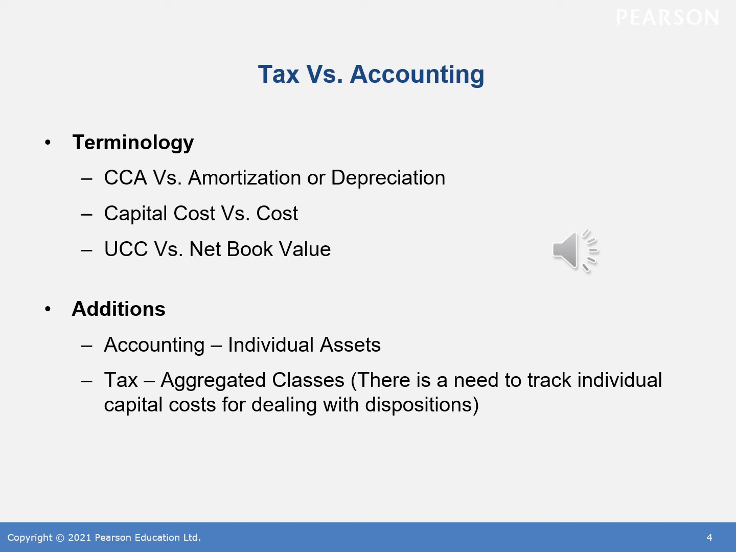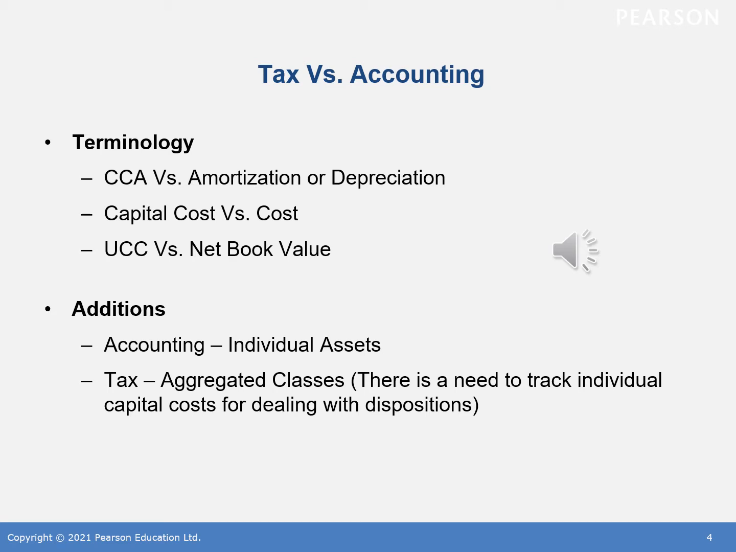Some key things to consider is that terminology is relatively similar as far as what the different components are. So capital cost allowance is pretty much the same as amortization and depreciation. They can be different rates, accounting policy for amortization versus tax policy for depreciation or capital cost allowance on those said asset classes. Capital costs and costs are one and the same. UCC, which is the undepreciated capital cost, is comparable to the net book value, again with some timing differences based on your accounting principles versus what's allowed for tax purposes.